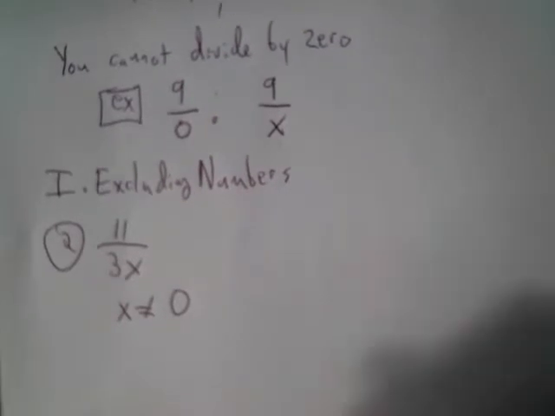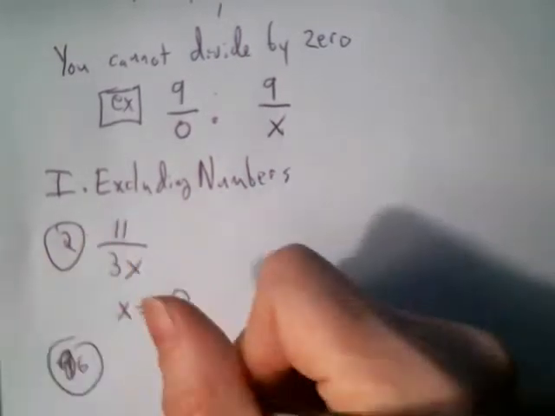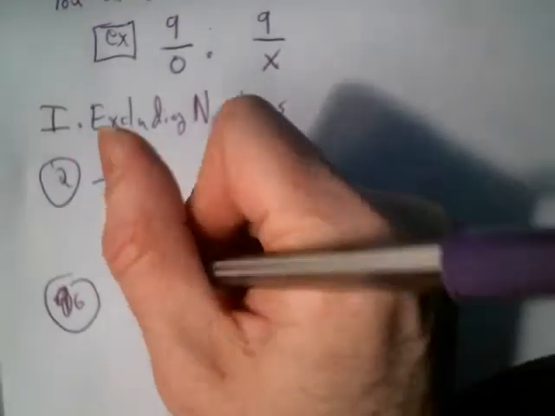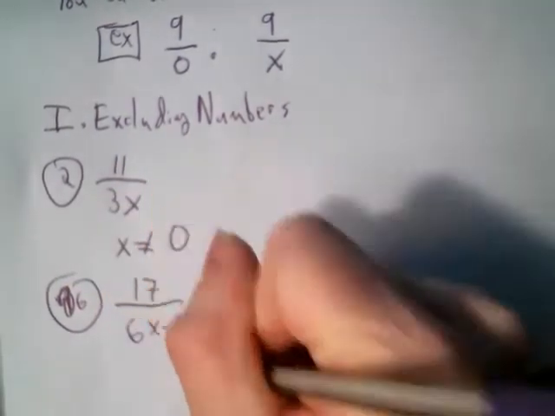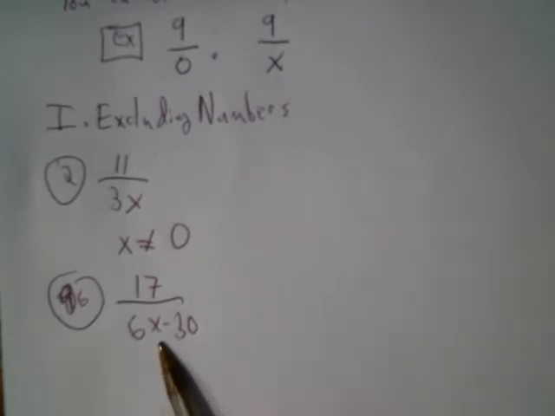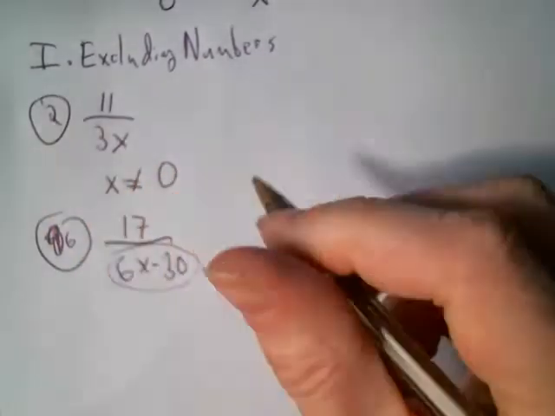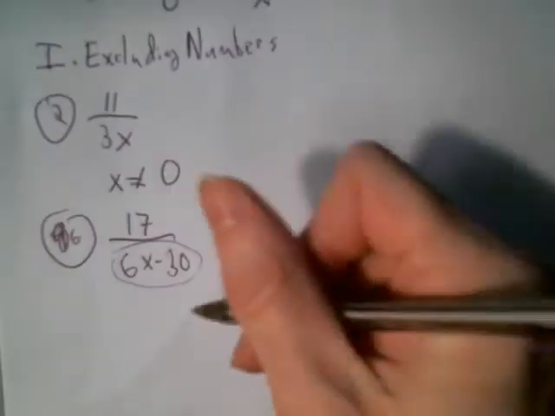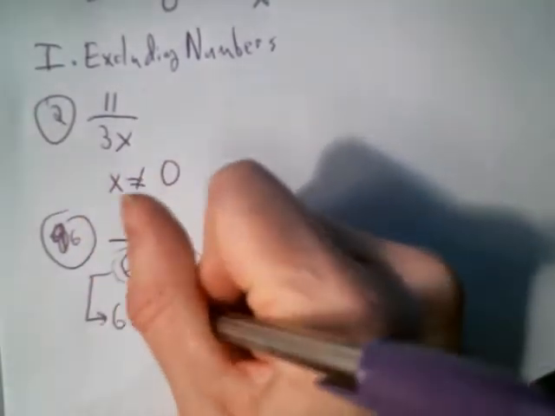Okay, let's look at another one, actually it's just number 6. 17 all over 6x minus 30. Okay, now this one's a little more complicated. You could probably guess if x is 5, then it's 30 minus 30, which is 0. So you want to take this denominator here. If you really don't feel like going through the guesswork, you're having a bad day or whatever, you take the denominator and you set it equal to 0.